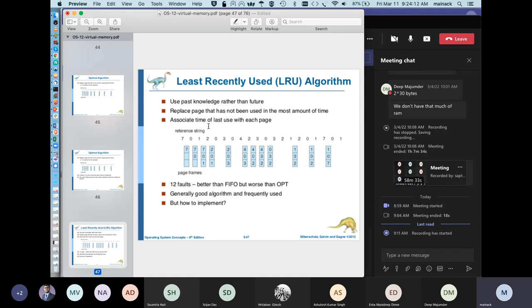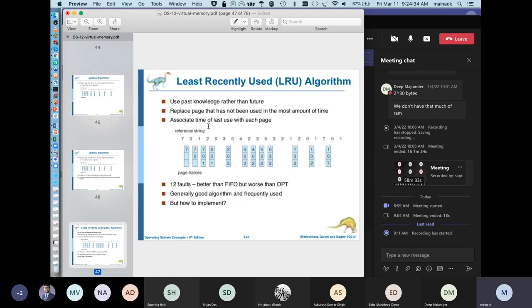So essentially, for each page, you will have a time of last use. And whenever a new page comes and you need to evict a page, you would replace the page which was used longest time in the past, back in the past.